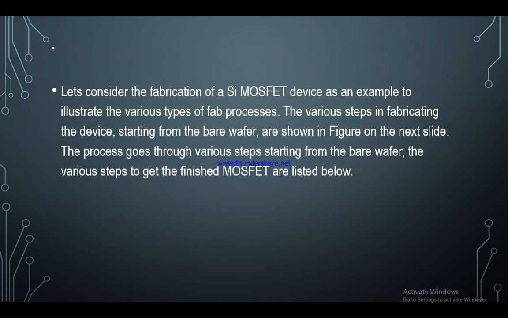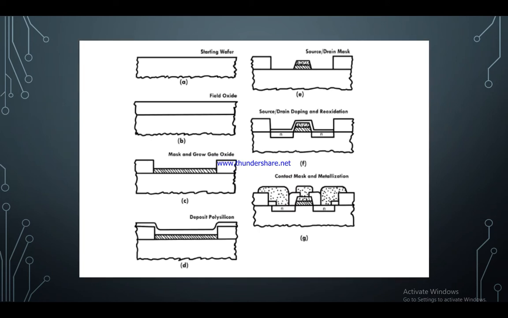Let's consider the fabrication of silicon MOSFET devices as an example to illustrate the various types of fabrication processes. The various steps in fabricating the device, starting from the bare wafer, are shown in the figure on the next slide. The various steps to the finished MOSFETs are listed below. Here is a figure of a starting wafer and the proper fabrication process step by step. Let's discuss a little further.